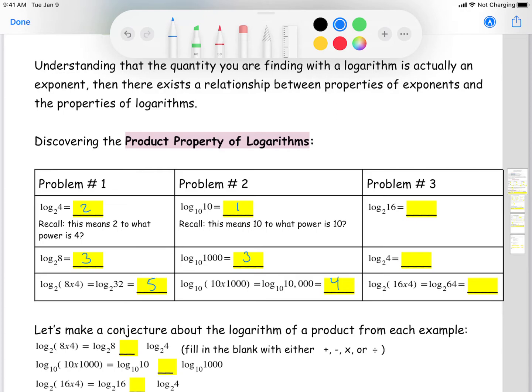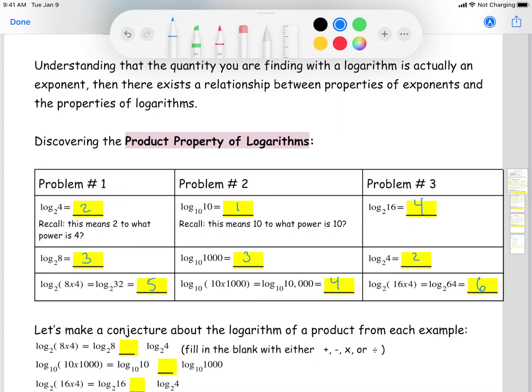So by now we've probably seen what the pattern really is. Let's just look at one more for the sake of it. Log base 2 of 16 is what? 4. Log base 2 of 4, we already know, is 2. And then if I look at log base 2 of 16 times 4, log base 2 of 64 is 6.